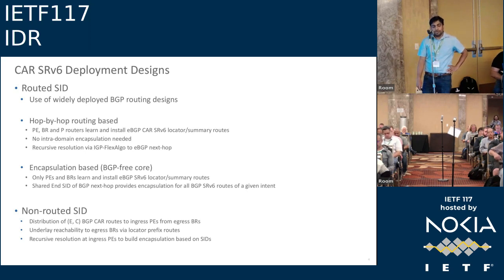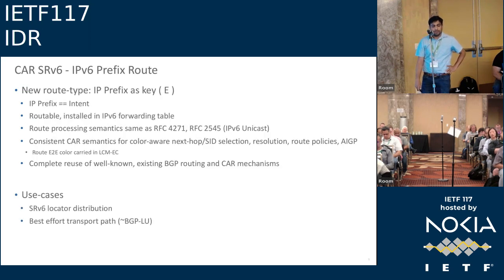And underlay reachability to the egress BR is provided by the locator, which is again advertised as an IPv6 prefix. And the recursive resolution. And of course, in this case, we don't need ENCAP EC state on these BR routers. So that's the advantage of advertising a locator of a BR router in the underlay, in the BGP CAR. And the recursive resolution on the ingress PE builds the encapsulation based on the SIDs.